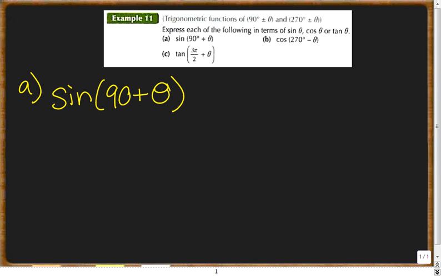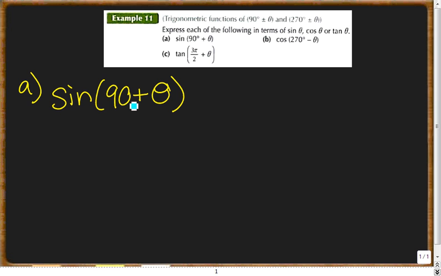Example 11 asks us to express each of the following in terms of the sine of theta, the cosine of theta, or the tangent of theta. So sine of 90 plus theta. Well, we don't really know how that works entirely yet. So we have to somehow equate this to something else that we can work with. So let's try some different things.